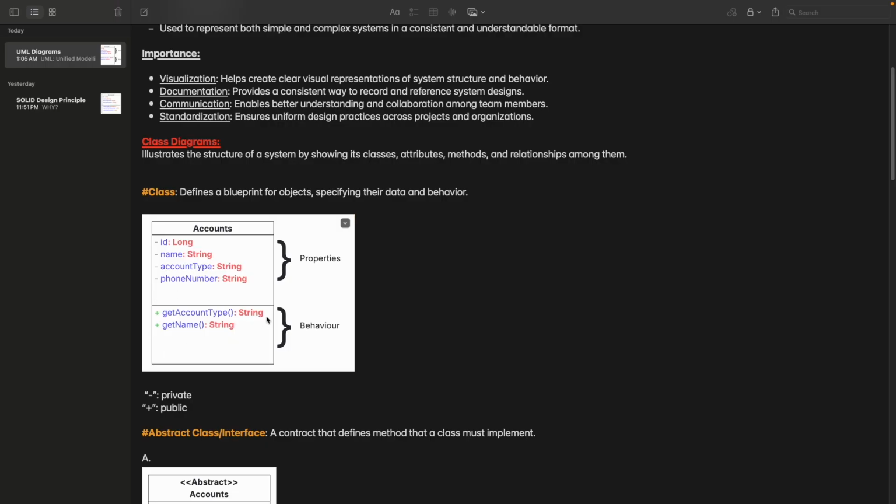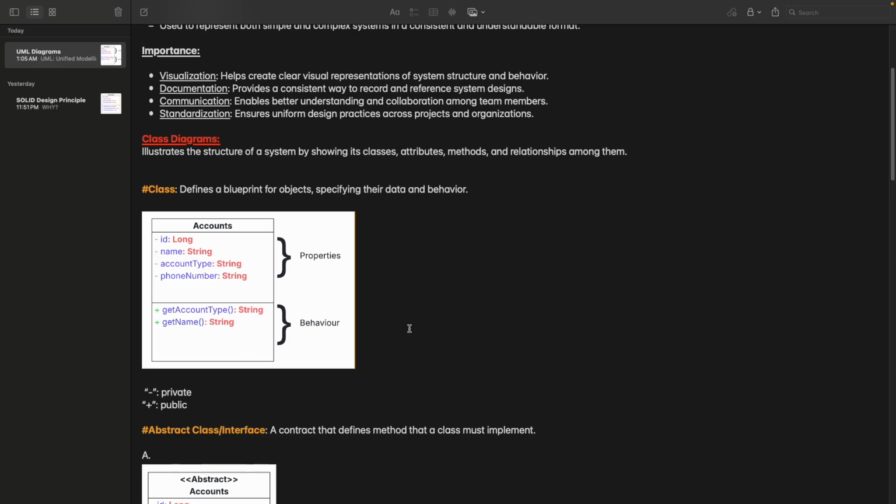So you see how it is being constructed. Plus means public method, then there is the method name, and then there is the return type. What is going to be the return type? The account type was a string, so getAccountType is going to return a string only. Similarly for getName as well. This is how we write a class with members and methods inside it.